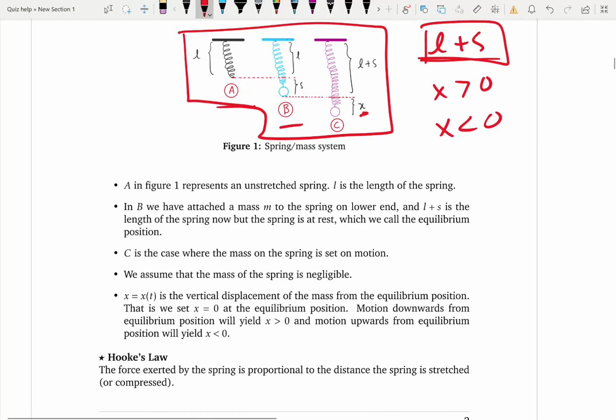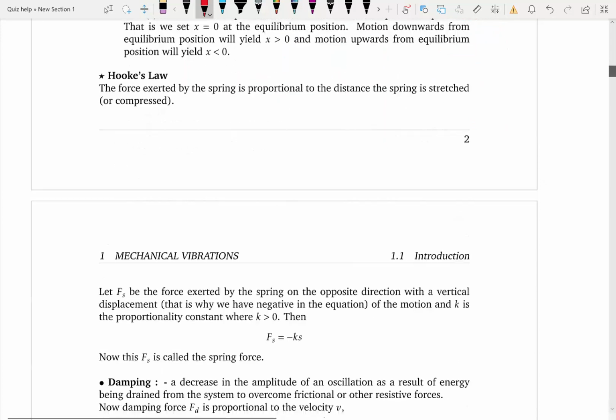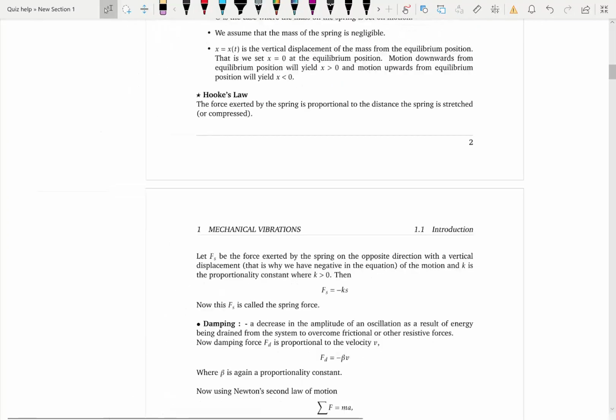Now, what is the rest position? It's L plus S, right? Not L, it's L plus S, okay? All right, so let's try to come up with the model. Now, the model is based on two laws.